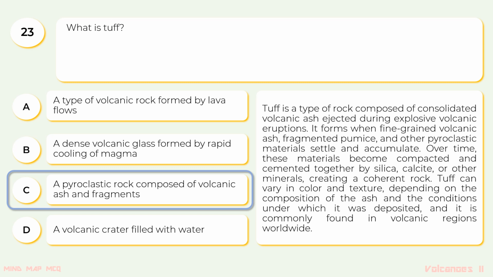Tuff is a type of rock composed of consolidated volcanic ash ejected during explosive volcanic eruptions. It forms when fine-grained volcanic ash, fragmented pumice, and other pyroclastic materials settle and accumulate. Over time, these materials become compacted and cemented together by silica, calcite, or other minerals, creating a coherent rock. Tuff can vary in color and texture depending on the composition of the ash and conditions under which it was deposited, and it is commonly found in volcanic regions worldwide.